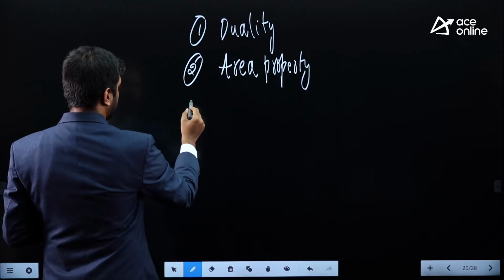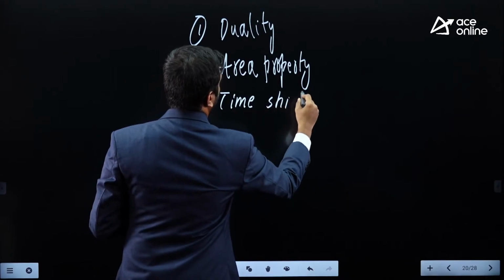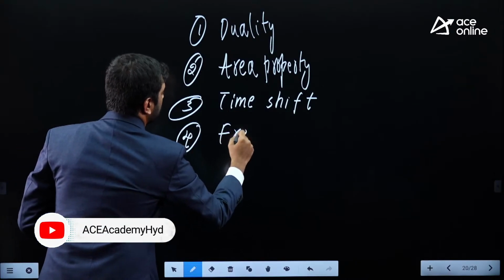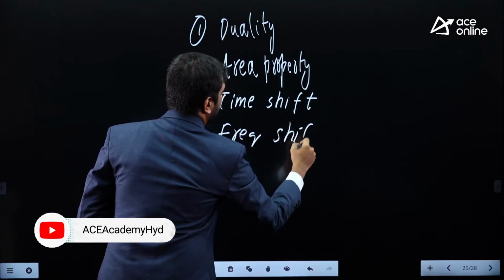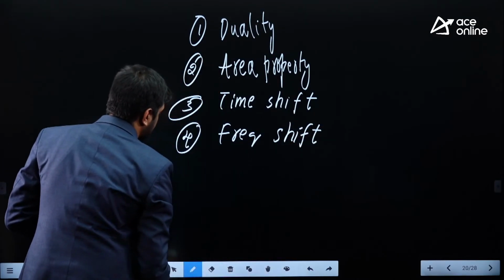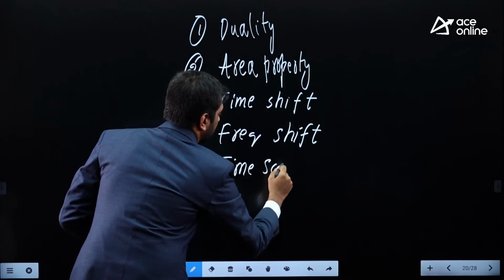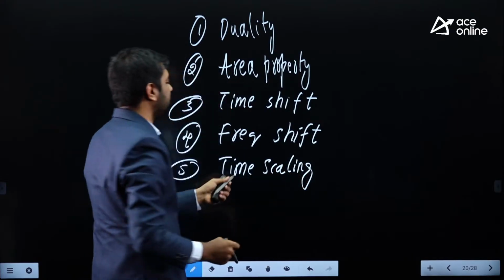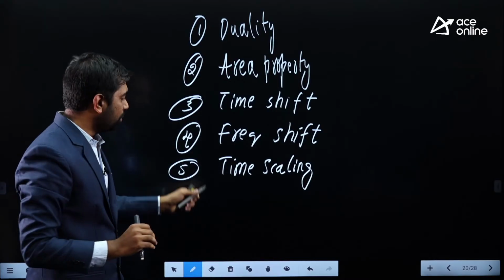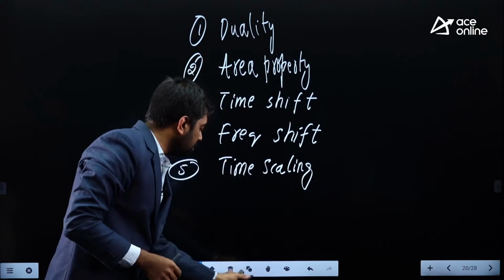Next, time shift, frequency shift, and then time scaling. If you can understand this time scaling, there will be a special case, that is time reversal. I'm just not writing it. So you'll also learn time reversal here. So these are some of the properties.